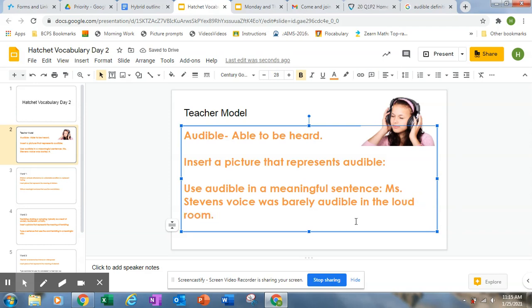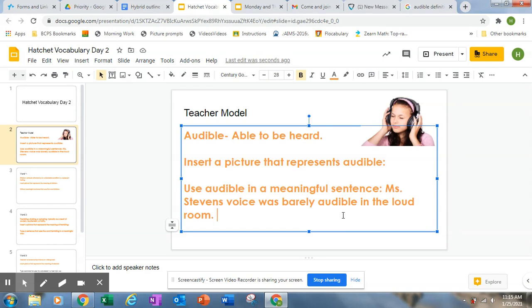So I use this in a meaningful sentence. This meaningful sentence tells me that this word audible still means barely able to be heard. So it was barely audible. So you could hardly hear her voice in the loud room.